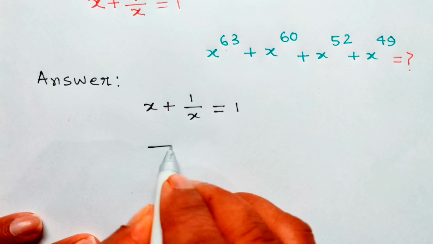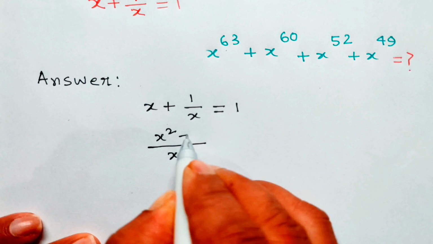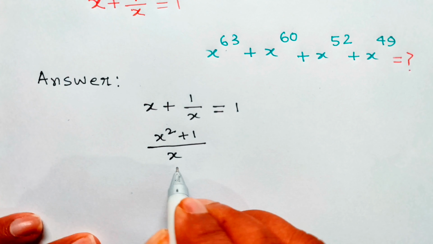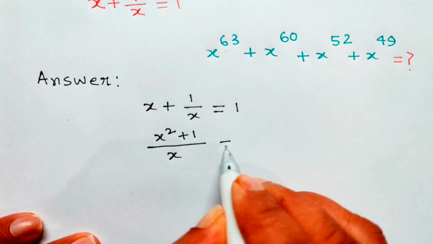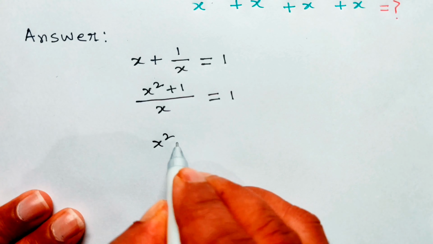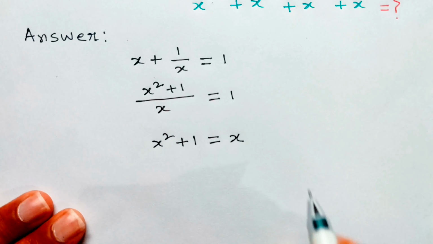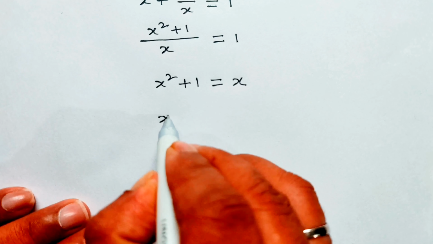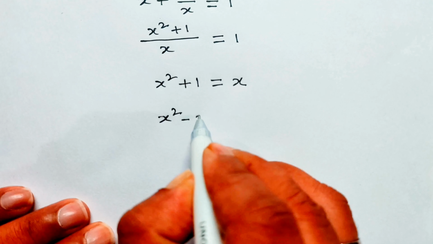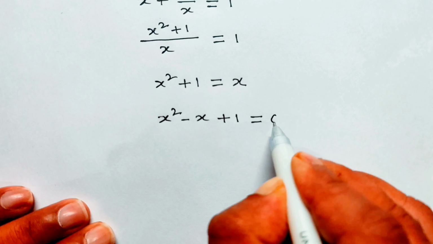Then taking the LCM x, we get x to the power 2 plus 1 divided by x equals 1. Then x to the power 2 plus 1 equals x. Then x to the power 2 minus x plus 1 equals 0.